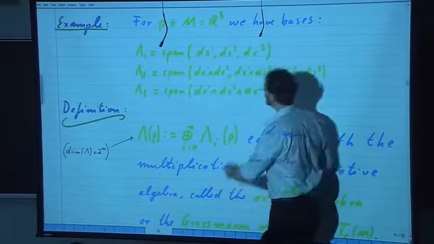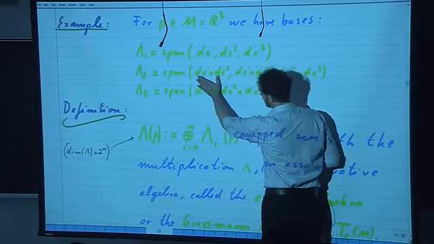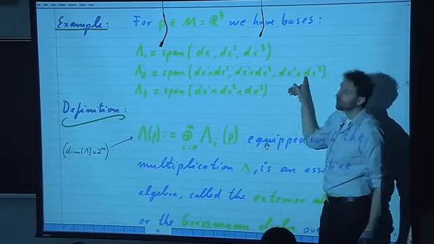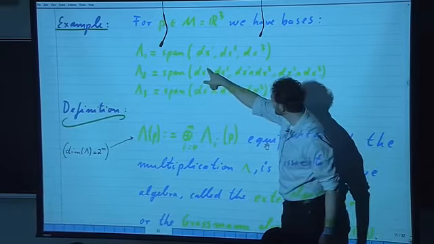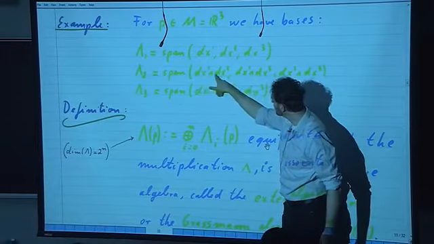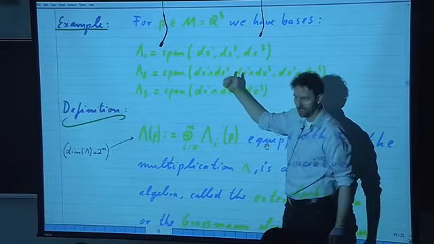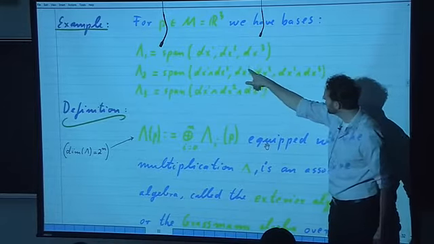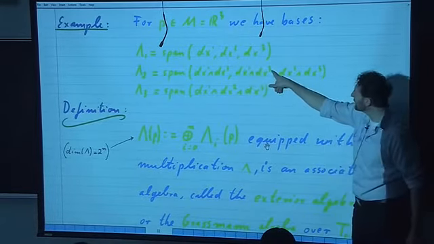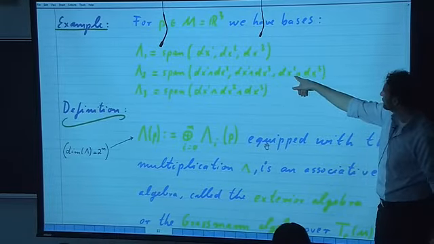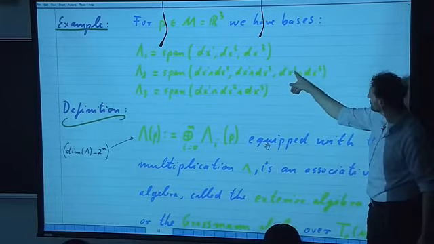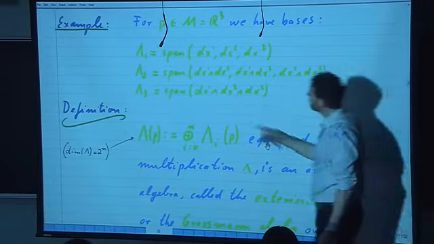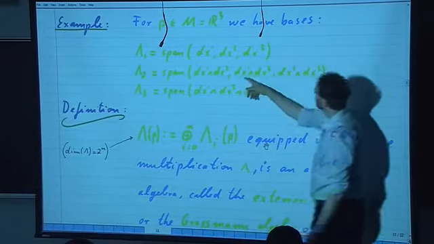Space of two forms is spanned by, of course, two forms. This is a two form, that's a two form, that's a two form. And these are the only three two forms which have the indices ordered. You see, this is dx1 wedge dx2. 1 is smaller than 2, fine, matches the condition. Then this one is dx1 wedge dx3. Again, ordered because 1 is smaller than 3. And then here we have dx2 wedge dx3. Again, ordered because 2 is smaller than 3. There are only those three combinations. The space of two forms in R3 is therefore 3-dimensional.